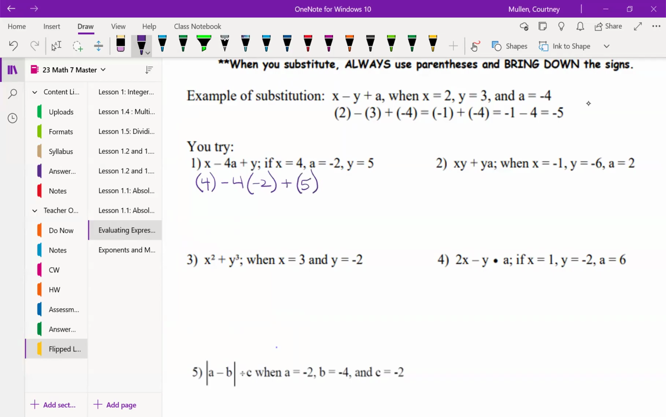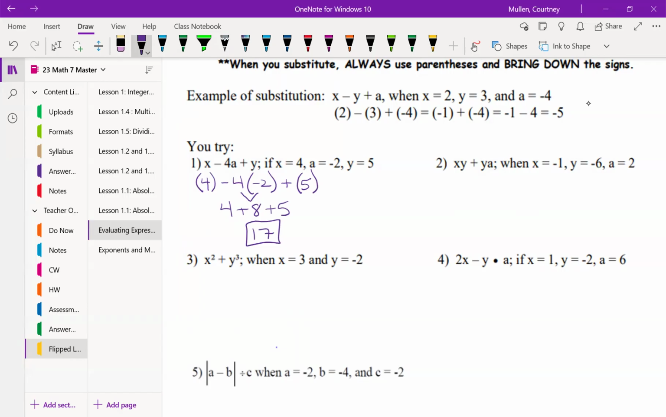Now we're going to use order of operations to simplify. We know we need to do the multiplication first. Negative times negative is positive. 4 times 2 is positive 8. Then everything else comes down. And now we just have addition. 4 plus 8 plus 5, which is 17.